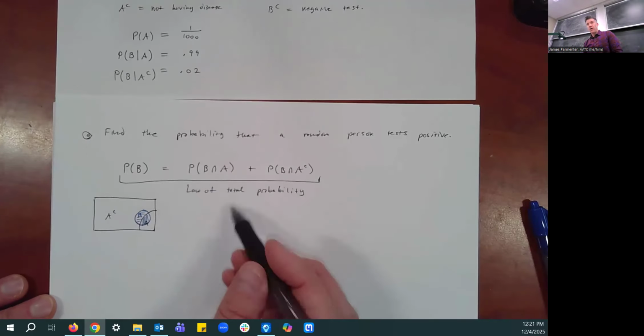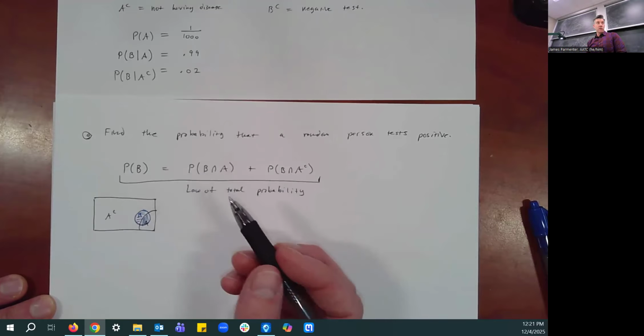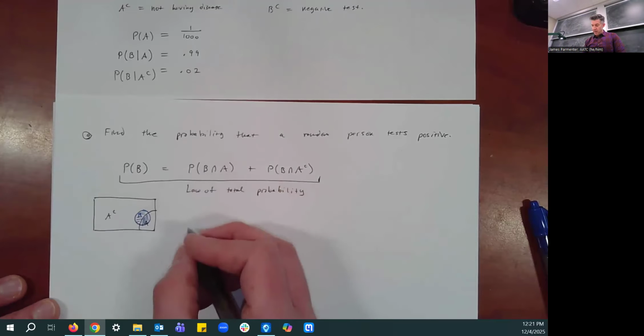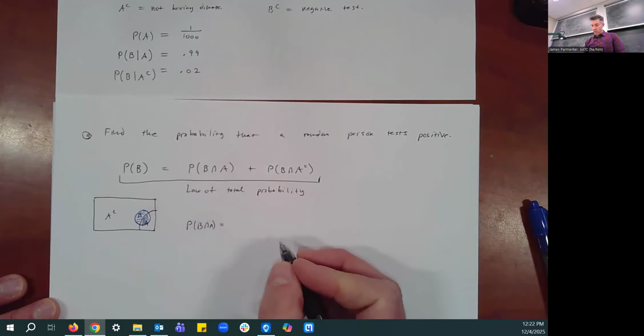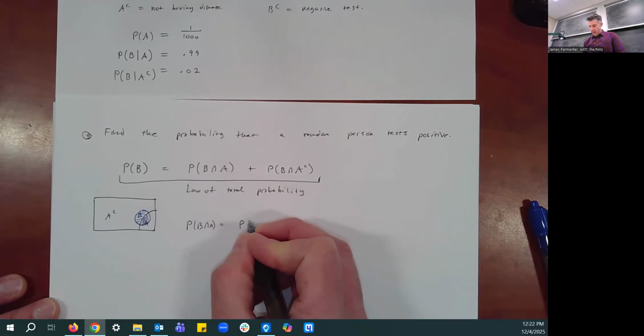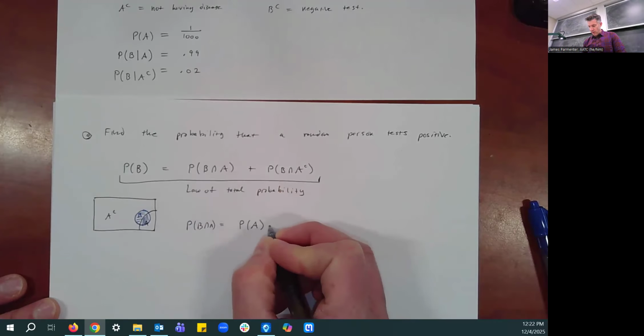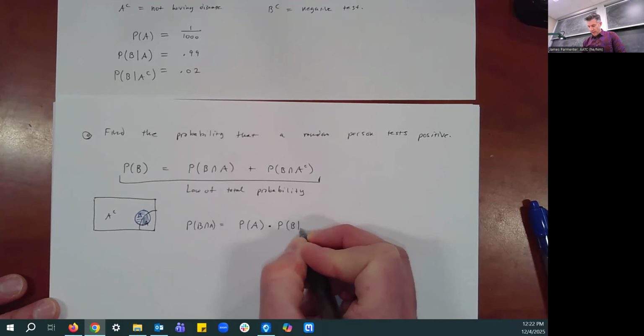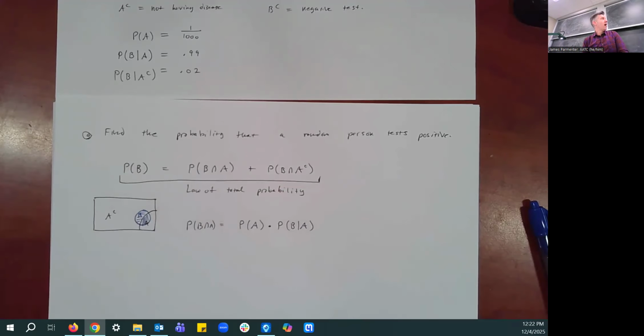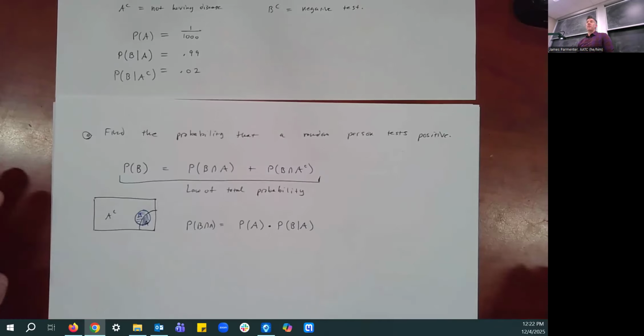So how do we write them? Well, we do know how to calculate the probability of an intersection. The probability of B intersect A is equal to the probability that A happens multiplied by the probability of B given that A happens. I don't love this version of this formula. The version of this formula that I really am thinking of in my head when I write this down is this one.